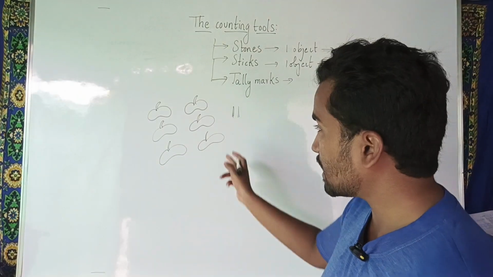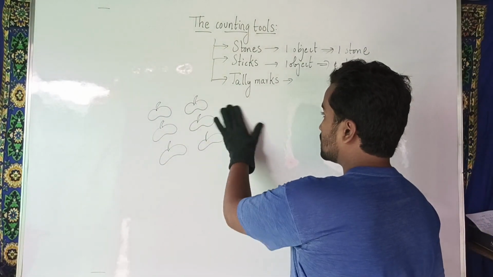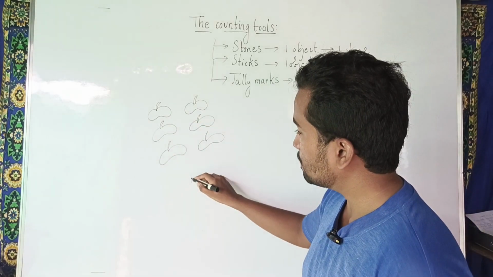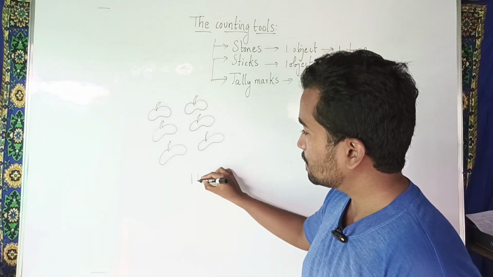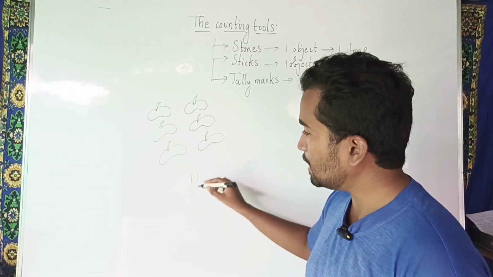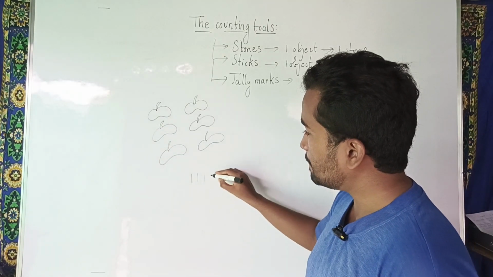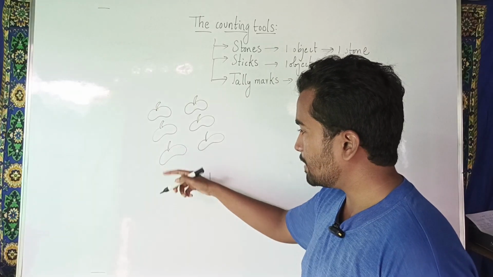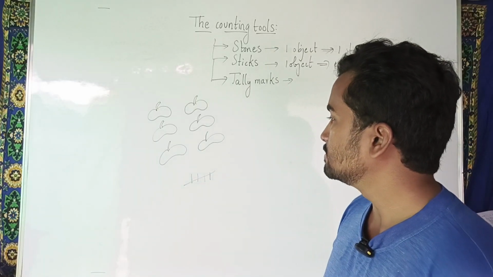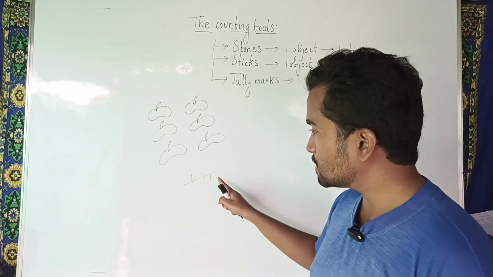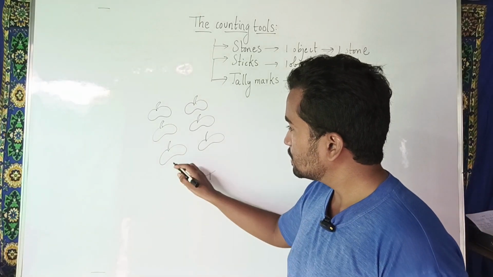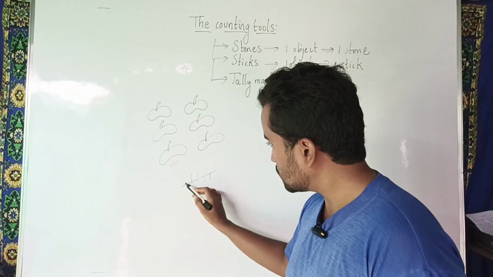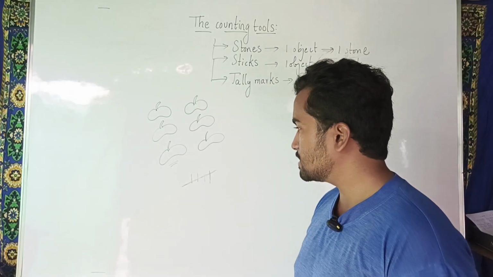How can I maintain a track of the quantity of these apples? For one apple, one line. For one apple, one line. For one apple, one line. For one apple, one line. For one apple, one line. When it comes to the fifth number, they used to prefer to cross it like this.